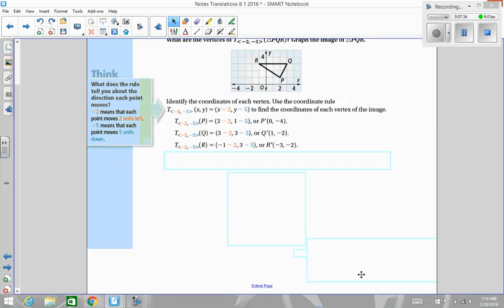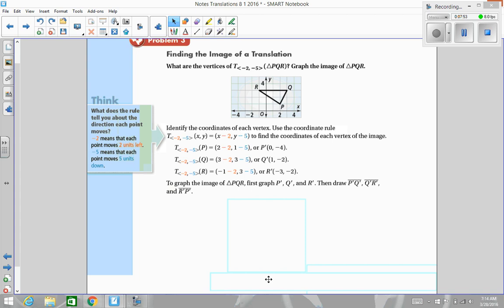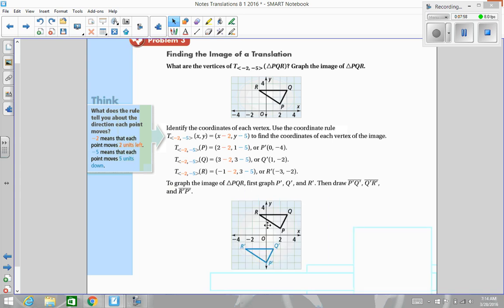Then we want to make the move. So we take each ordered pair. The first one was (2, 1). And we subtract 2 and subtract 5, and so we get (0, -4). Same thing for the next one, (3, 3). We subtract 2 and subtract 5, and so on and so forth, and we get them all done. Once we have that done, we draw the figure on there, and then we reconnect all the points. And this is a translation. Everything went 2 to the left and 5 down. Make sure you label those prime marks. If those prime marks aren't there, then you'll have points deducted on the quizzes or tests.